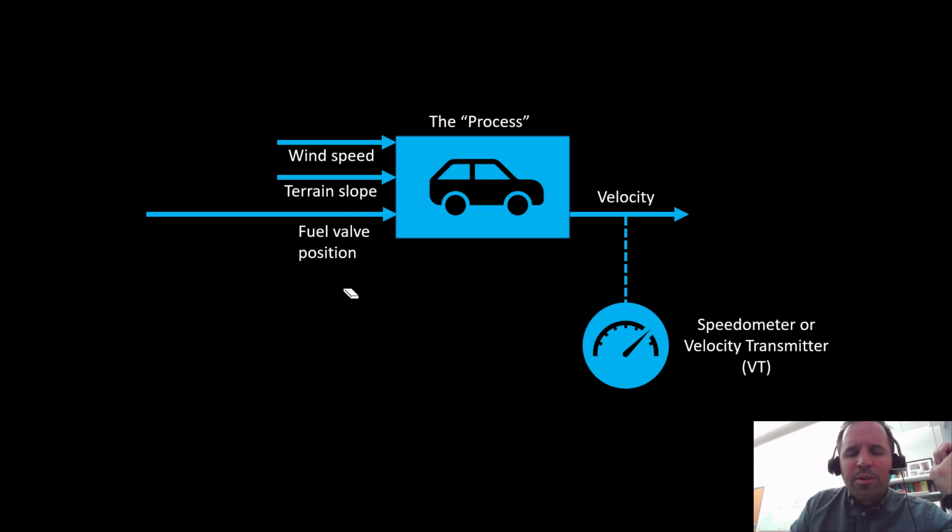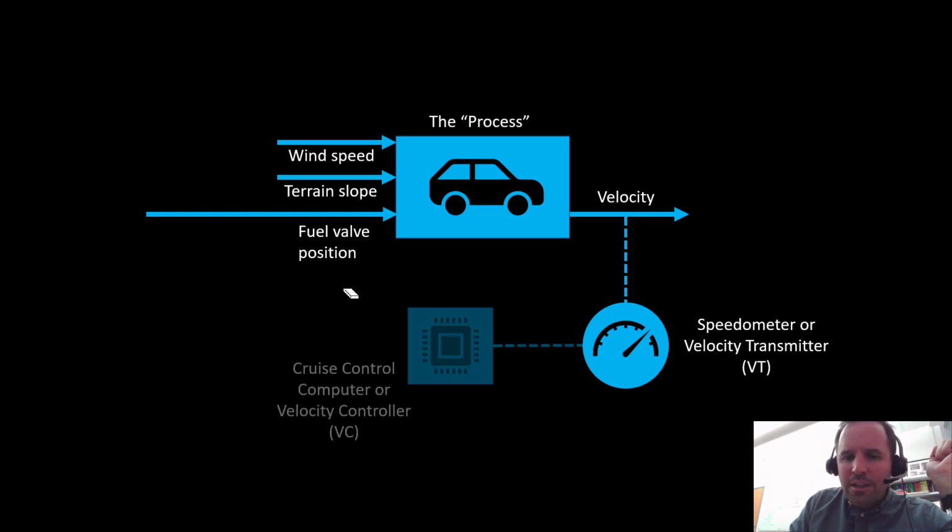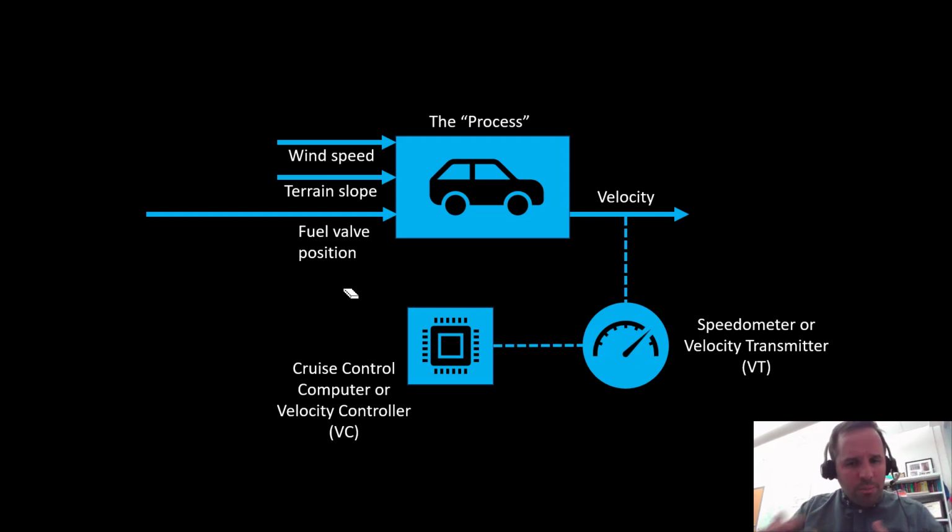So these dashed lines represent a flow of information or a signal. So taking that velocity transmitter measurement, or VT, we would send that information to some kind of a computer that can run an algorithm within our vehicle. So I've called that here the cruise control computer. In process control language, we might call that the velocity controller, or VC. So this is running an algorithm, which I'll cover how this algorithm works in the next video lecture. A critical piece of that is going to be we need to tell our car what is the desired velocity, or this would also be known as the set point, or SP, in process control language.